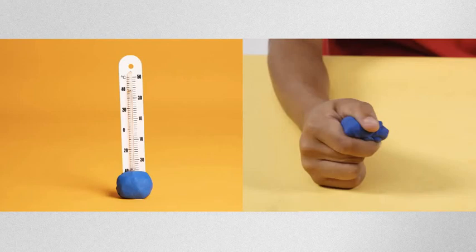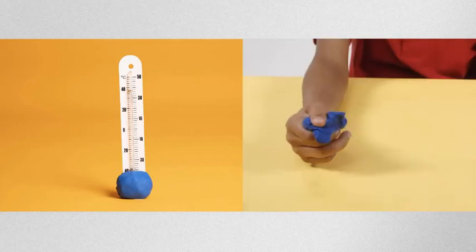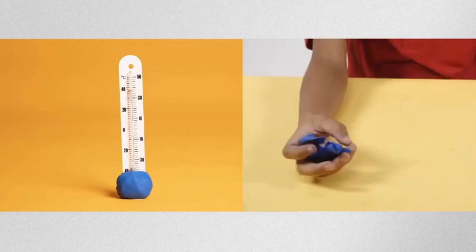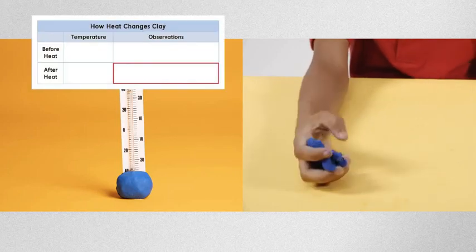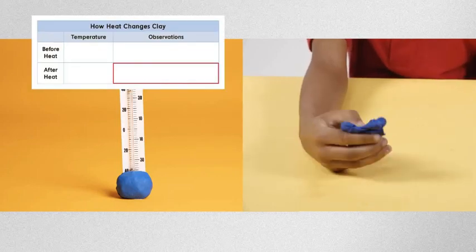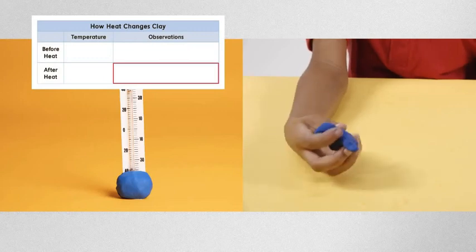What does the clay look like now compared to when you first observed it? How does the clay feel now compared to how it felt before? Add these observations to your data table. When you have recorded your data, select Continue.